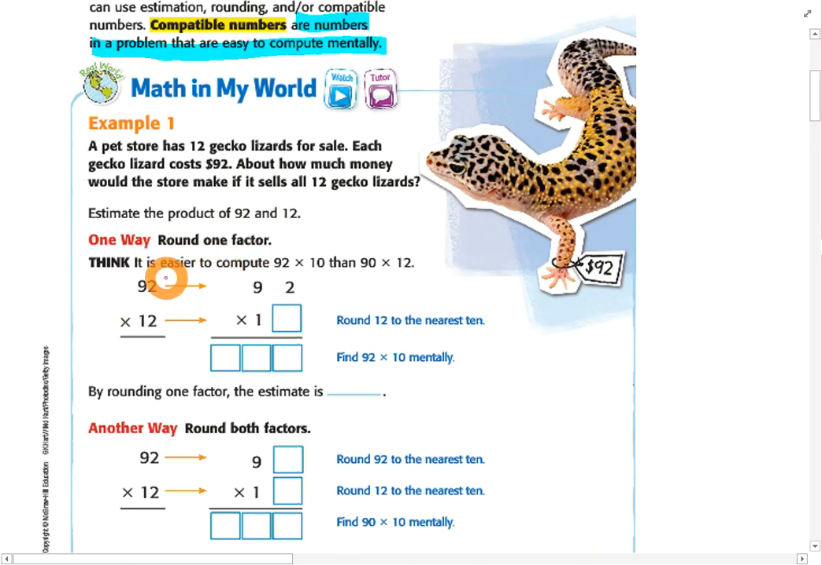So we can break it down. I can keep 92 as 92, but 12, I can change to a 10 because 12 is pretty close to 10, and then I can apply my powers of 10 and multiply. Well, 1 times 92 is 92, and then I simply plug in that extra 0. So rounding one factor, the answer would be 920.